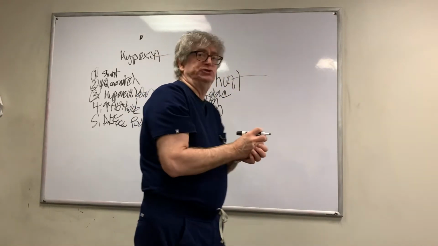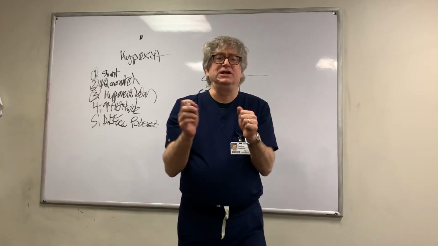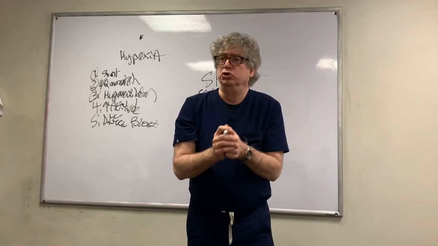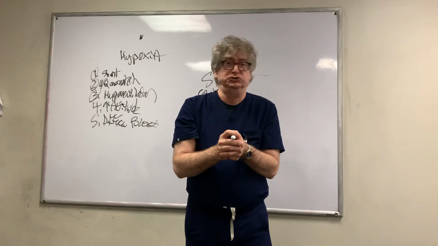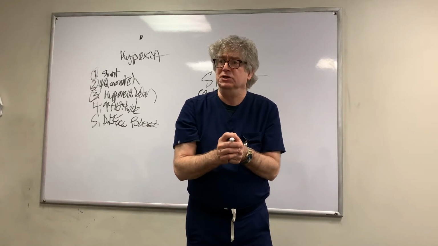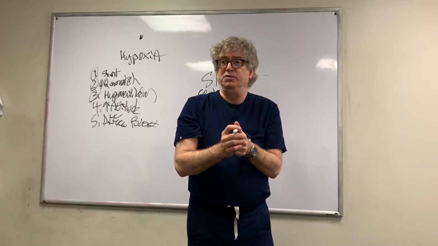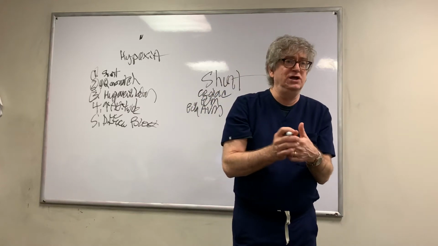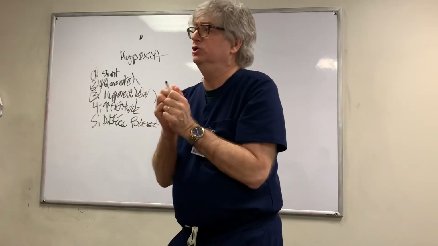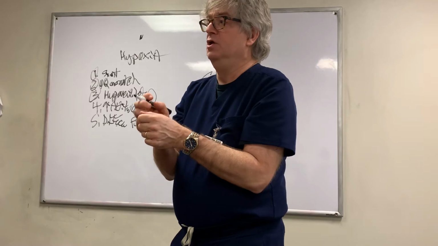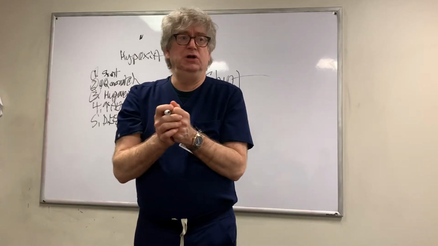A pulmonary shunt, which is the most common, blood's not getting oxygenated. So the lungs could be filled with fluid, as in acute pulmonary edema. Or they could be filled with pus, like pneumonia, and blood's going in there and gas exchange is not taking place. That's a pulmonary shunt.